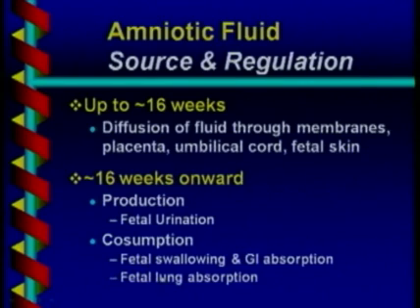The reason this is worth knowing is that if there's a production problem, fetal urine isn't being produced, or there's bilateral obstruction to urine flow, you'll have oligohydramnios. If there's a consumption problem, such as with esophageal atresia, where the baby can't swallow the fluid and therefore consume it in its GI tract, there will be polyhydramnios.